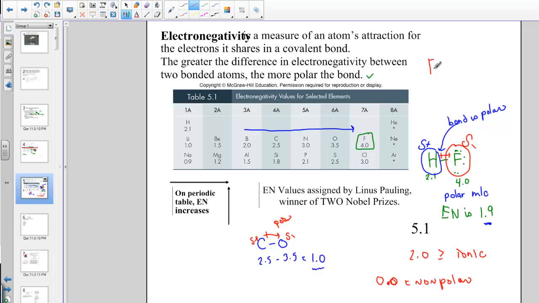Well, if I had a fluorine bonded to a fluorine, 4.0 minus 4.0, two identical atoms bonded together, gives me an electronegativity difference of 0. This is a nonpolar bond. If I had something like chlorine, which is 3.0, with nitrogen, 3.0, they're assigned the same value, so it would be considered a nonpolar bond.